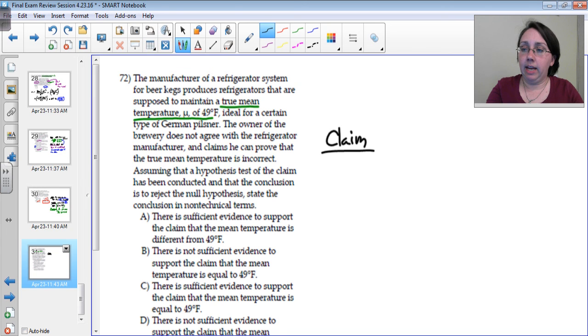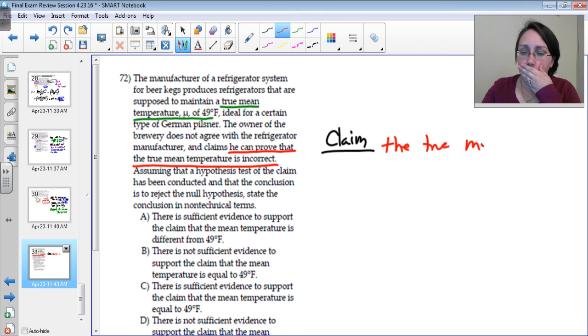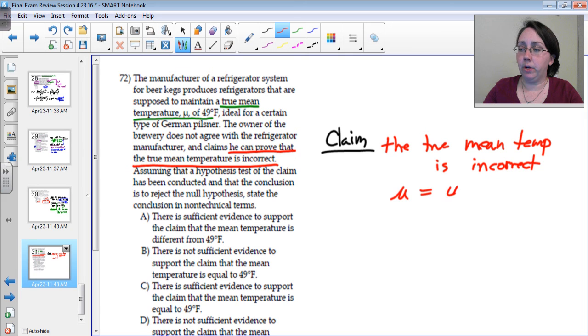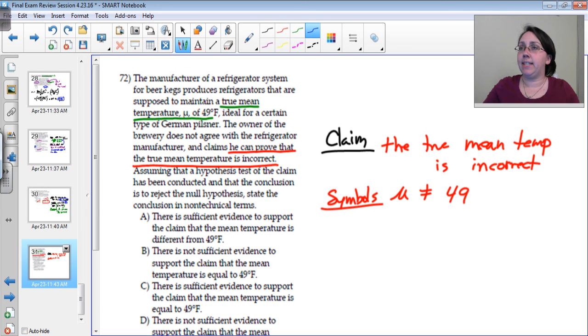All right, so he claims this statement here. That the mean is equal to 49 degrees Fahrenheit. Hold on. So he's claiming the true mean temperature is incorrect. Well, they said the mean temperature was 49 degrees. So what is he saying? So it's not equal to 49. All right, so that's the claim in symbols. Are we okay with that? Some of these, they don't put the claim into the actual claim statement, but they put enough information in their claim statement that you can go back and fill in the blanks. What's the opposite of that?